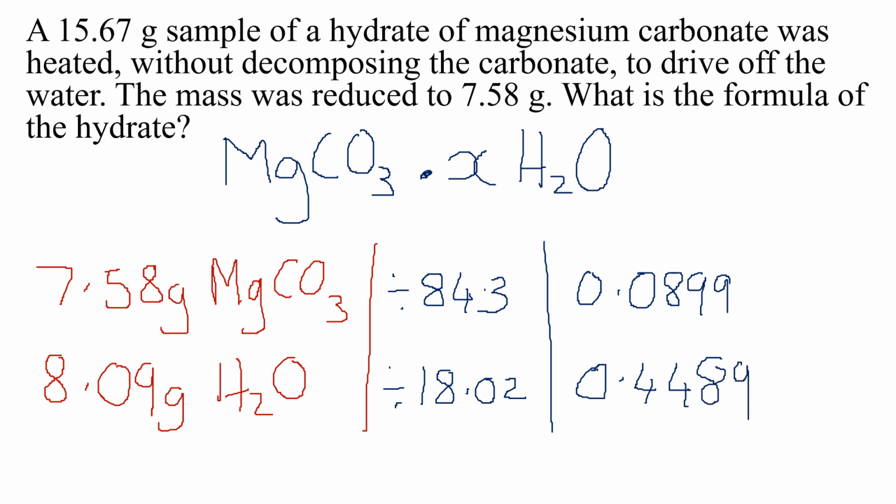And to work out the value of x, you take the moles of the water, which is this one, the bigger number, and divide by the smaller number. And if you can appreciate that as 0.09 and this is 0.45, this is going to go into it 5 times and x equals 5. So it's just the bigger number divided by the smaller number, which gives me a value of 5.